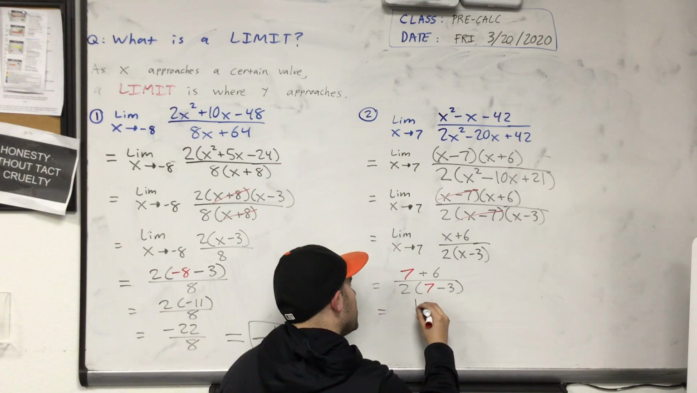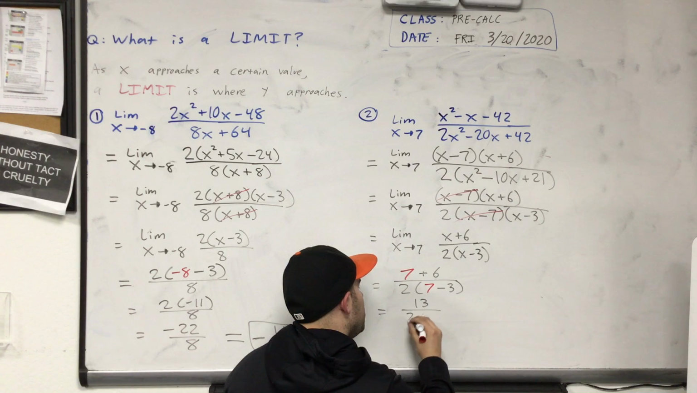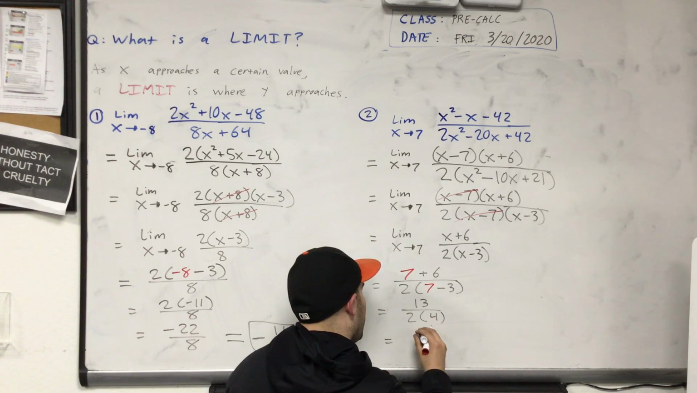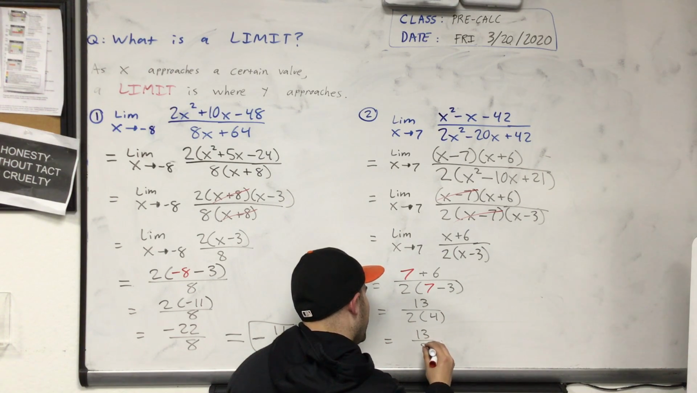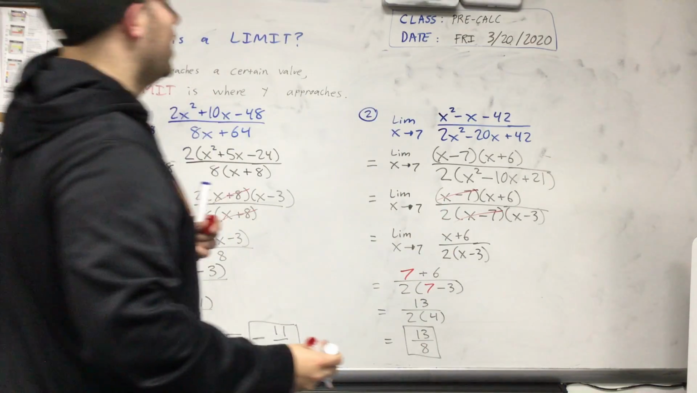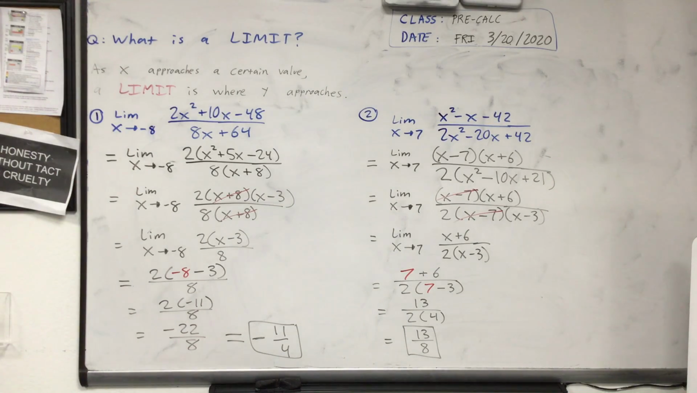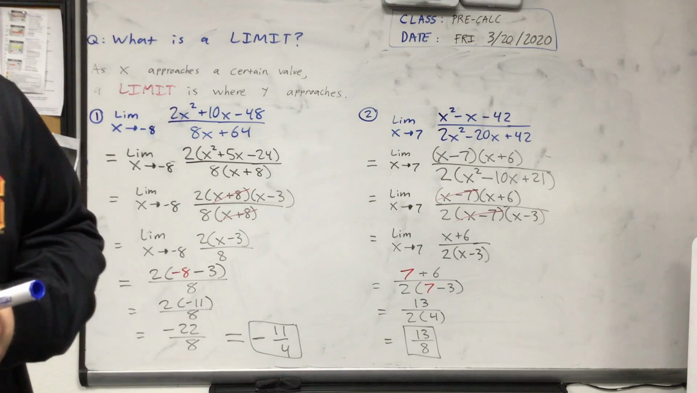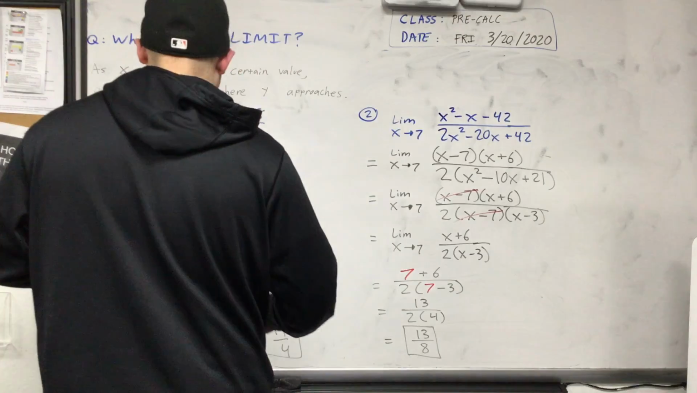7 plus 6 is 13. 2 times 7 minus 3: 7 minus 3 is 4. So 13 over 8. Is that simplified? Yes. So the point of this is, as x gets closer and closer to 7, y gets closer and closer to 13/8, or 1 5/8 if you prefer a mixed number. Okay, see if you can do the next few problems independently.